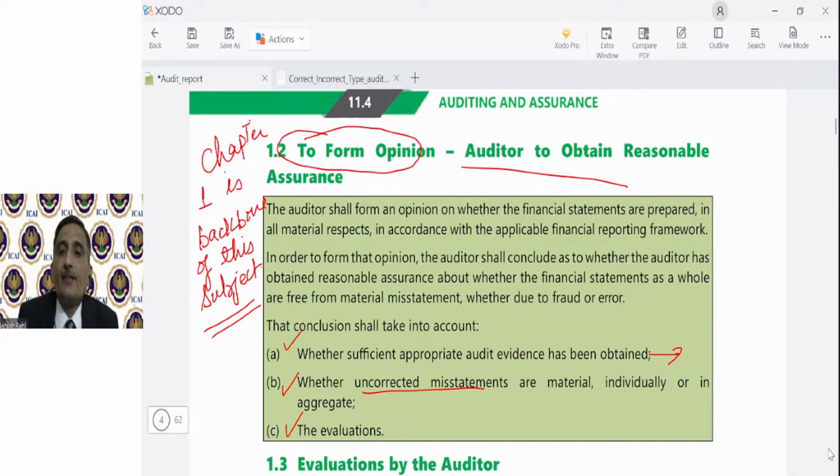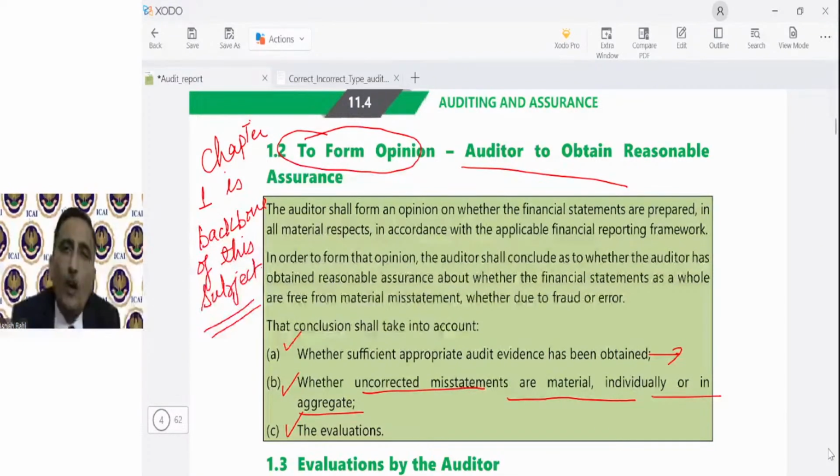Whether uncorrected statements are material individually or in aggregate. Say during the course of audit, the auditor has found uncorrected material misstatements which remain uncorrected till the performance of all his procedures. After performing all his procedures, these misstatements remain uncorrected.